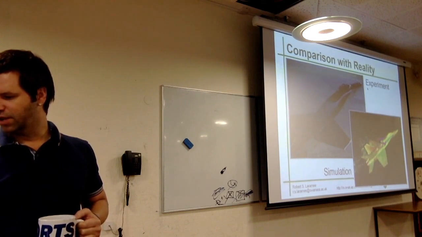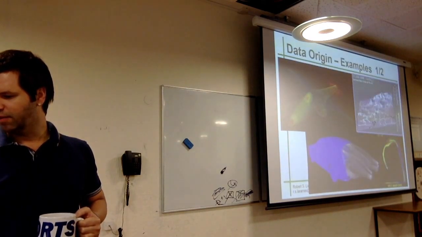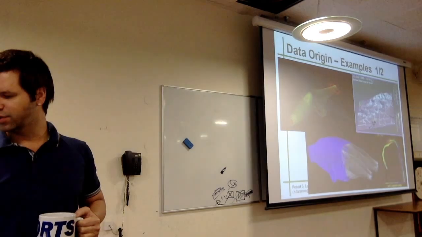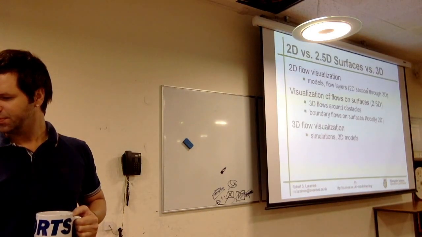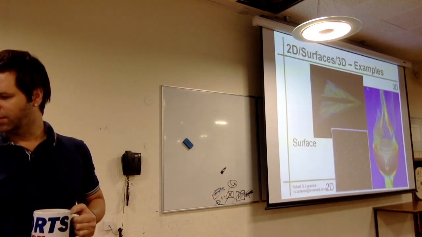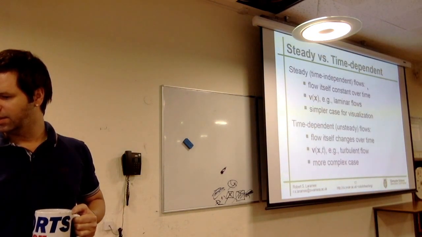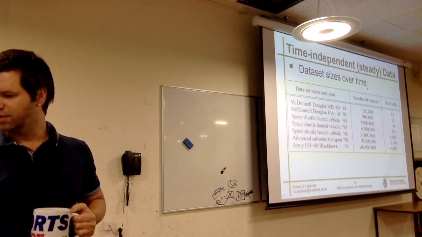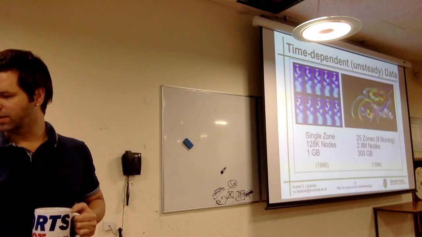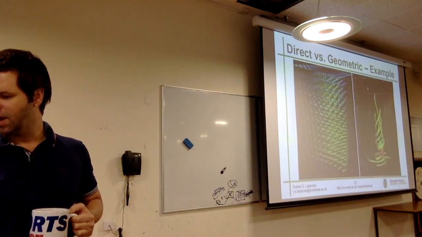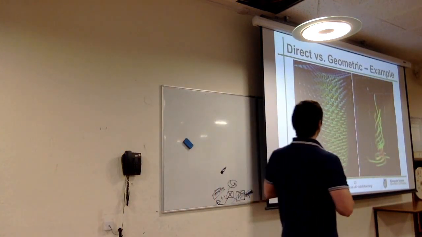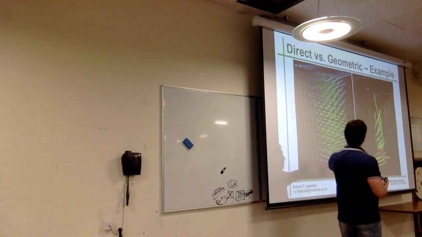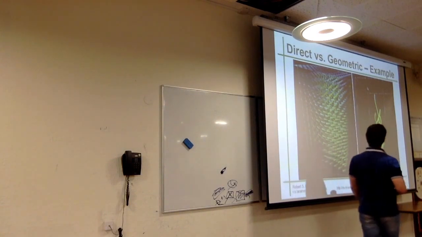And then we looked at the plane, the animation of the plane, the real flow visualization again, some different examples. 2D versus surfaces versus 3D, steady versus time dependent, some historical data set growth, the growth of data sets historically over time, and then we finished here on this example of direct versus geometric FlowVis. This is direct FlowVis, this is geometric FlowVis.